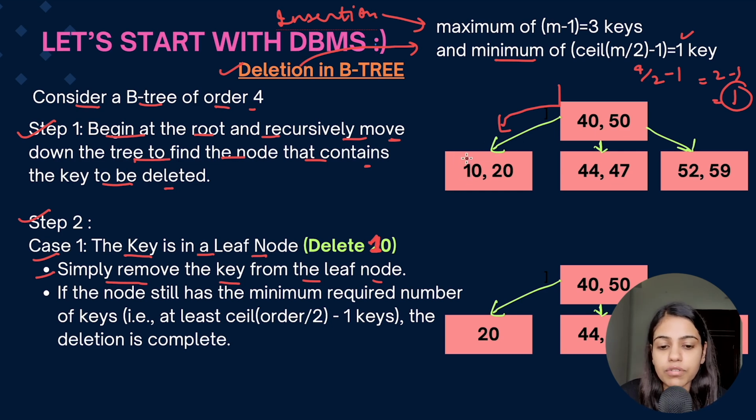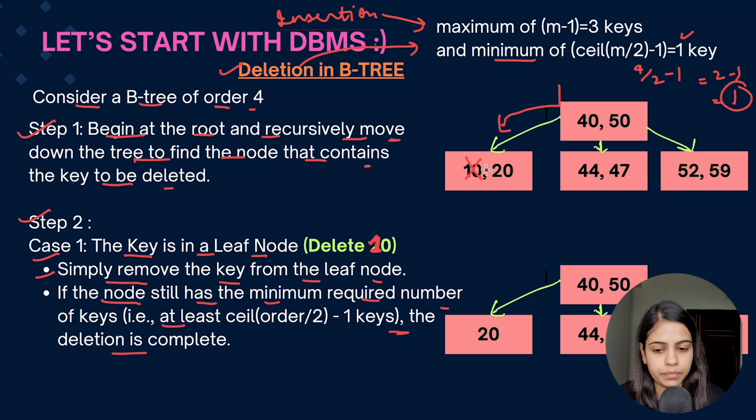Now here we have to delete 10, but we have to make sure that the minimum number of keys remains 1. So is the minimum number of keys remaining 1 after deleting 10? Yes, so we can simply delete 10. If the node still has the minimum required number of keys, the deletion is complete. So the deletion is complete because it still has the minimum number of keys which is required.